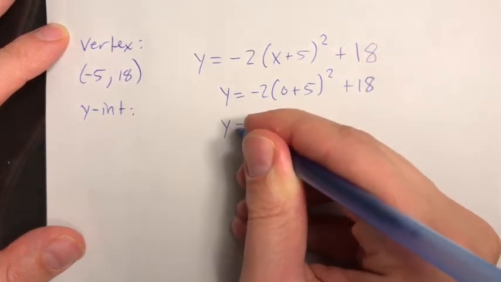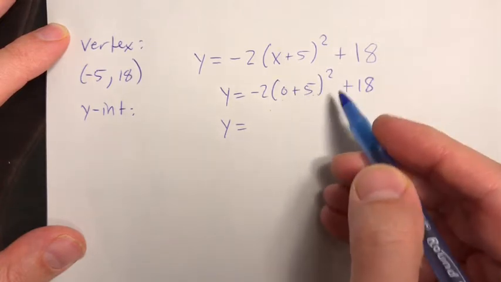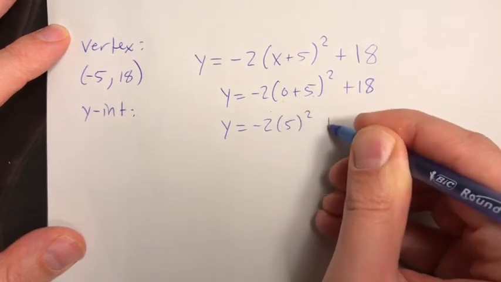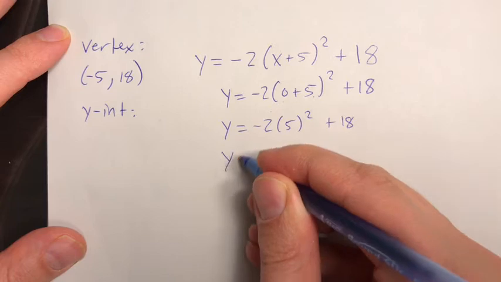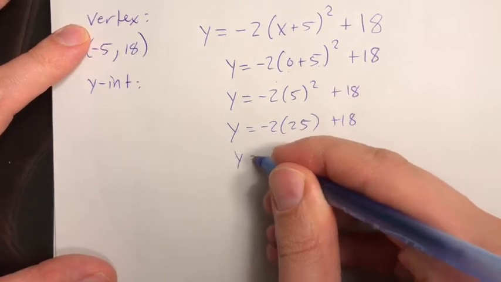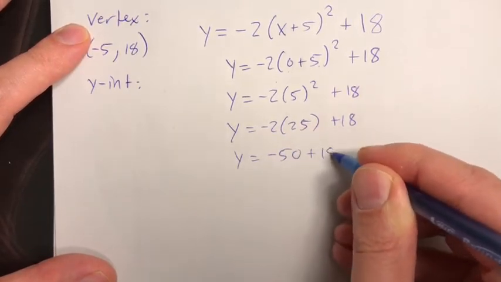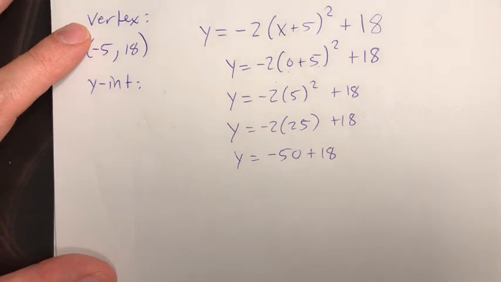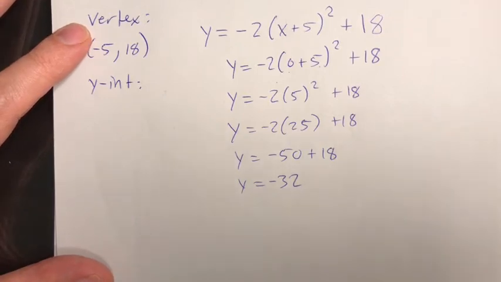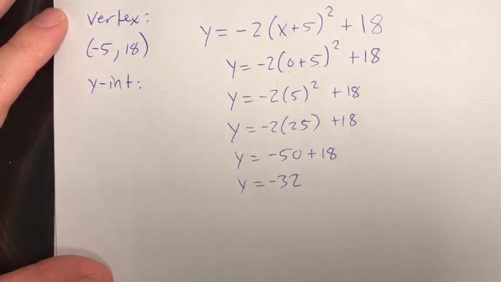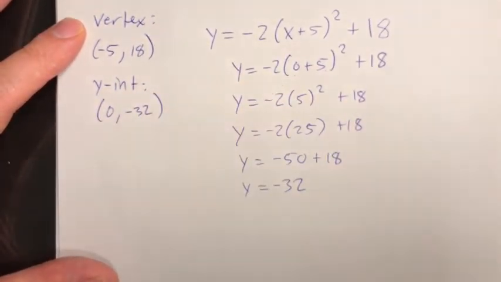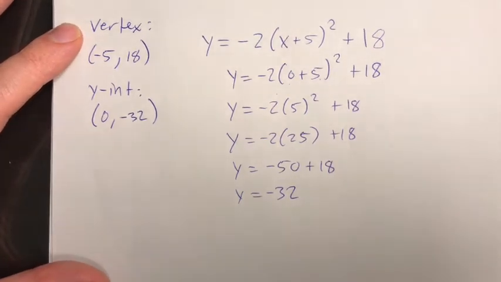So here we go. y equals 0 plus 5 is 5, and then that's 5 squared. So negative 2 times 5 squared plus 18. And then we're going to get y equals negative 2 times 25, because 5 squared is 25. And then y equals negative 50 plus 18. So that is going to be negative 32. And that would be my y-intercept. So again, pretty far down there. Not something that I'd really want to graph, but so (0, -32). There's the y-intercept.